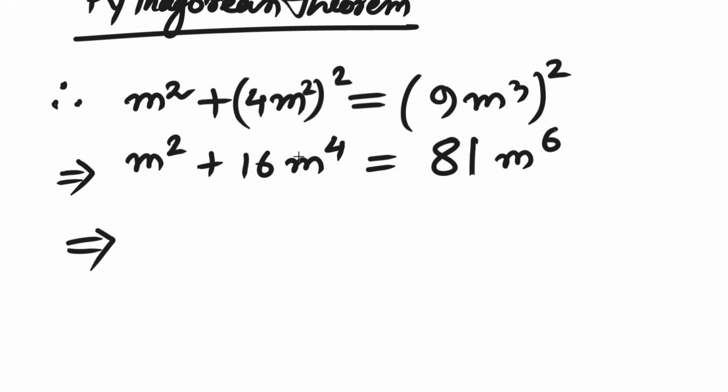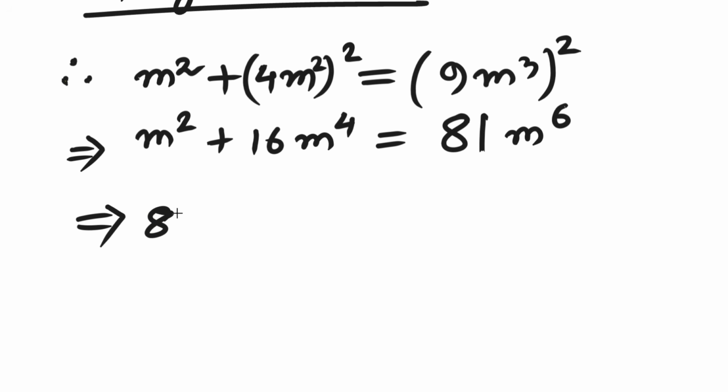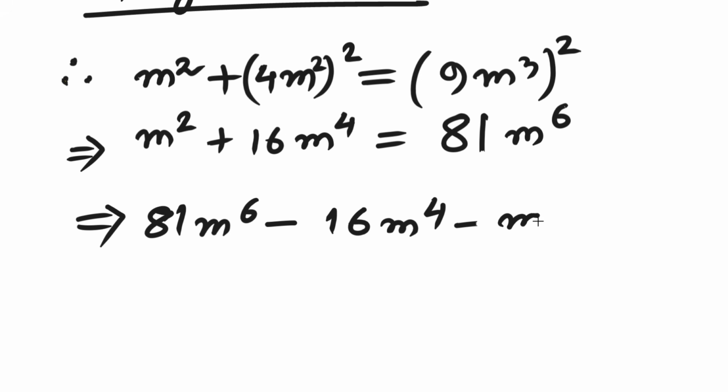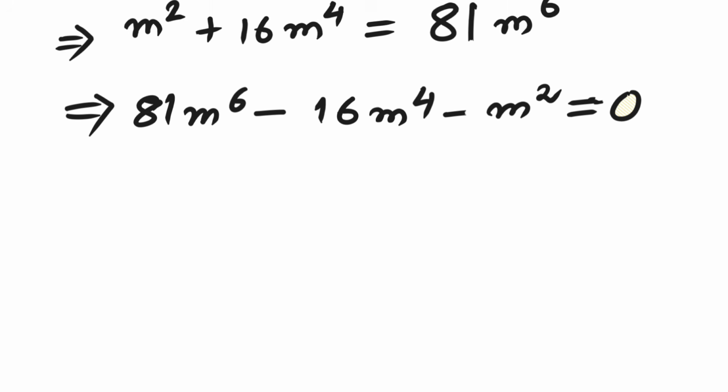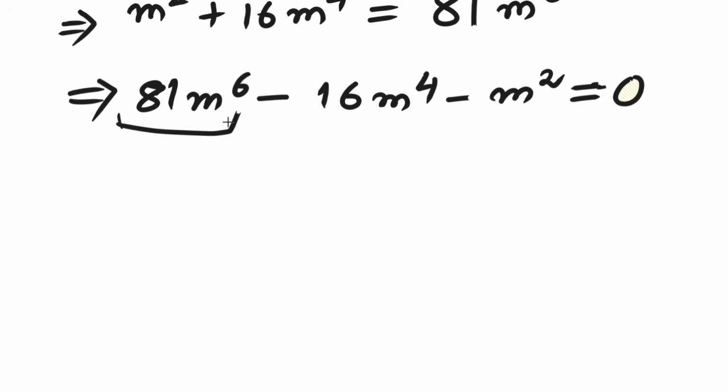We can move m squared and 16m to the 4th to the right-hand side, or equivalently move 81m to the 6th to the left. Following that arrangement, we get 81m to the 6th minus 16m to the 4th minus m squared equals 0. Now pause here and look at all three terms carefully. We have 81m to the 6th minus 16m to the 4th minus m squared.